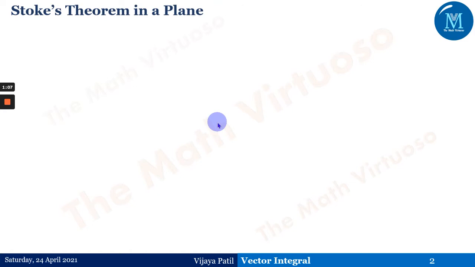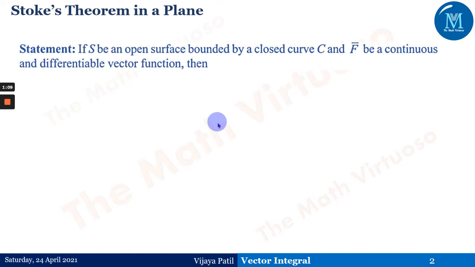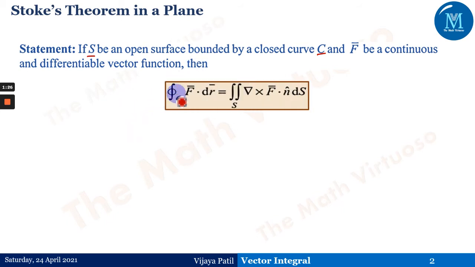So we'll be starting with the Stokes theorem in a plane, a statement. If S is an open surface bounded by a closed curve C, and F bar is a continuous and differentiable vector function, then the statement goes as: integration over the closed curve C, F bar dot dr bar, is equal to the double integral over the surface S, del cross F bar into n cap ds.